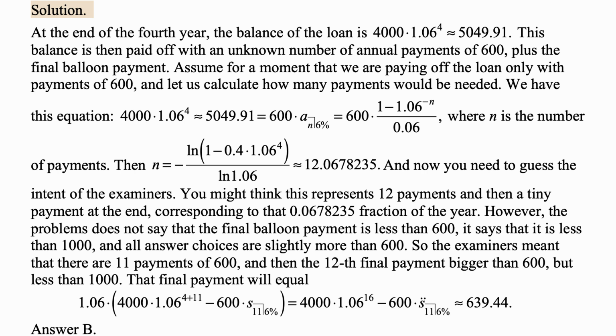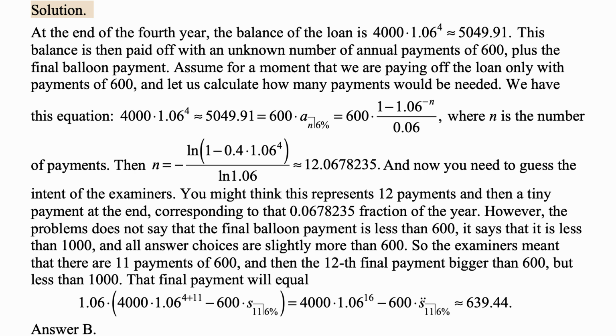And 4,000 divided by 10,000 is 0.4, so you can just make this into the equation that says that 0.4 times 1.06 to the 4th is equal to 1 minus 1.06 to the power negative n. And so 1 minus 0.4 times 1.06 to the 4th is equal to 1.06 to the minus n, and then just solve it for n. n is equal to minus the natural logarithm of 1 minus 0.4 times 1.06 to the fourth over the natural logarithm of 1.06. That's approximately 12.0678235. And now you need to guess the intent of the examiners.